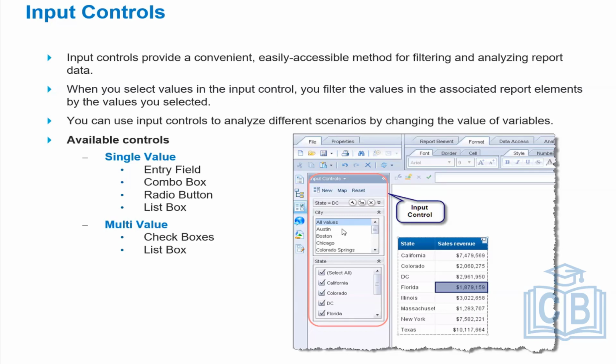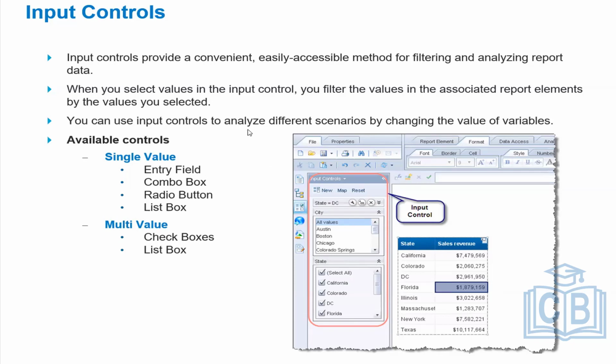When you select values in the input control, you filter the values in the associated report elements by the value selected. Associated report elements are nothing but the blocks of the report. If we have 3 blocks in the report, we can edit these controls to be applied for all the blocks or only for specific blocks. That is possible by using settings and dependencies.